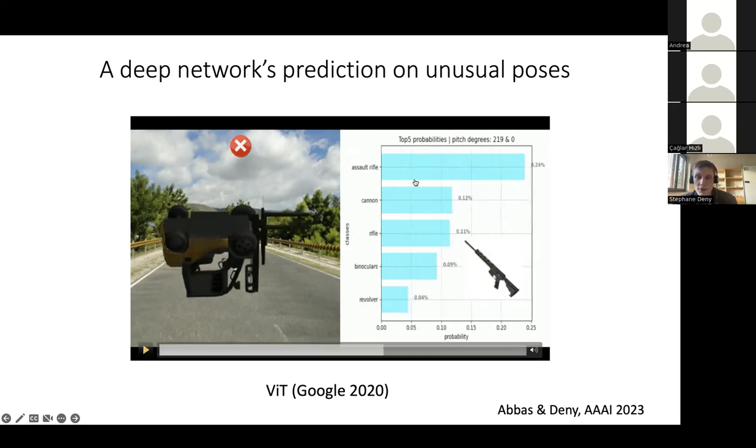I usually stop here because it's kind of interesting. It predicts an assault rifle, and I think maybe there's something to it. Like this could be the cannon. This could be some kind of trigger. I'm not really an expert in assault rifles, but I can see something maybe a little bit like an assault rifle. Yet my visual system tells me that this is absolutely not the correct answer.